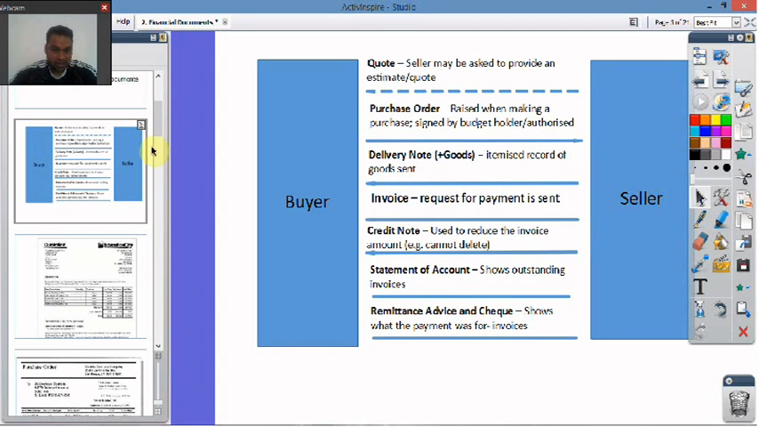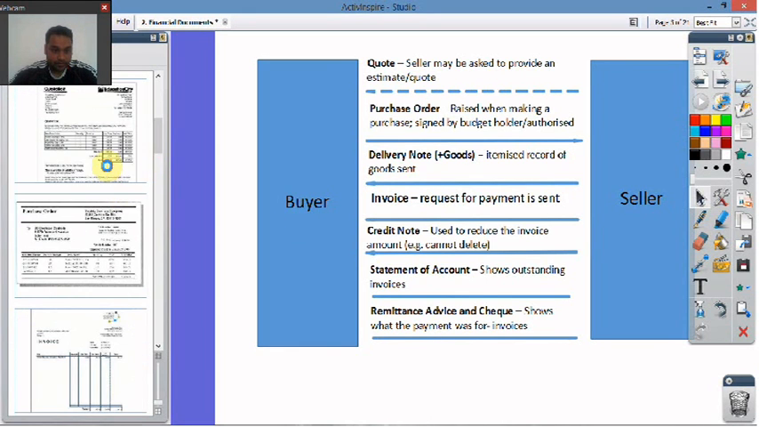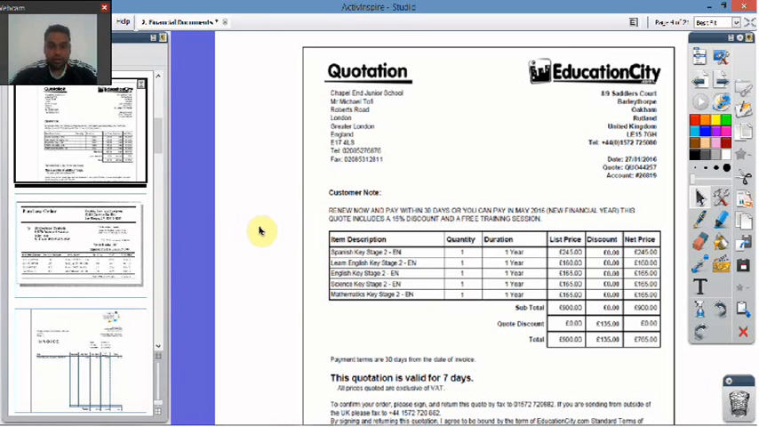So basically the remittance advice just says what it's for. Okay, so quotation. This is what a quotation looks like. It's got the itemized list. Now what you see with all of these, they've got all these documents. They're very similar. They just have slightly different information, but you'll see the address on most of these is the same. The items are the same or similar.